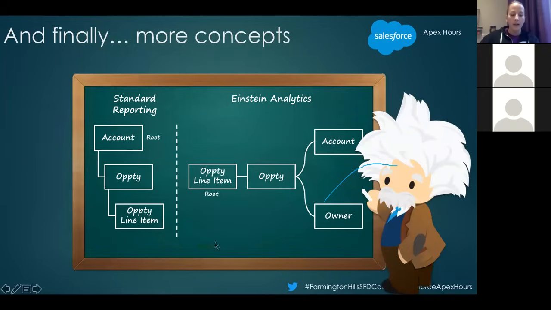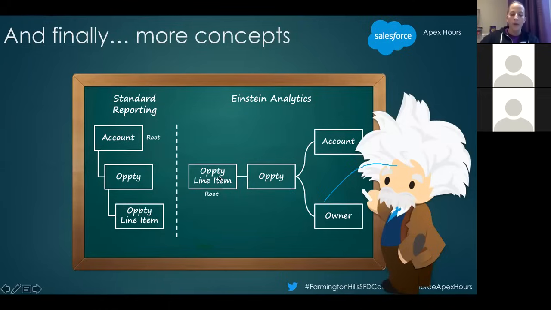Now in Einstein Analytics, it works a little bit differently. We kind of switch this upside down, and we start with our opportunity line item, our most detailed level, so the lowest grain, as we also say. And then we start adding more data to it. So we then add our opportunity. We also can add our account, and we can add our own information based on our opportunity. Now, as you can see, I can add more levels, and it doesn't have to be that direct hierarchy.